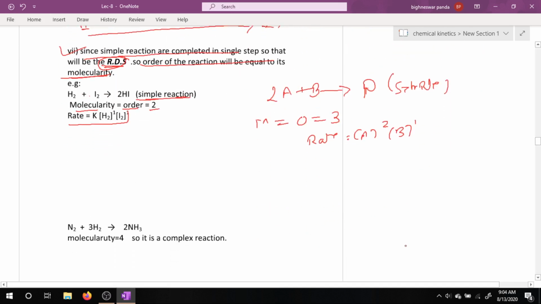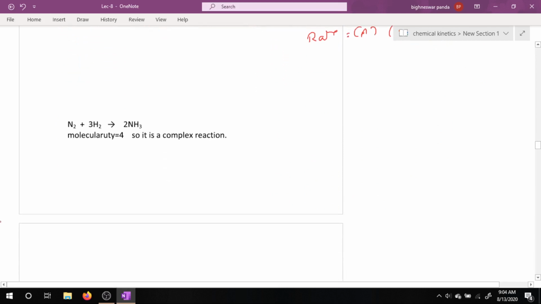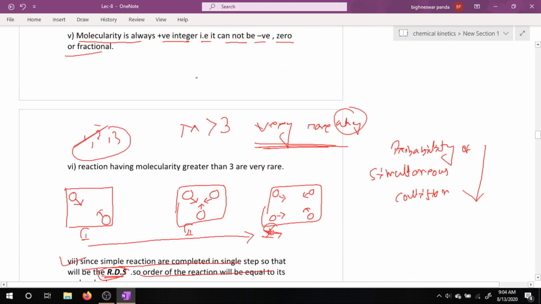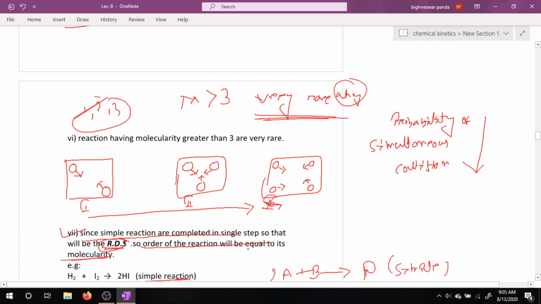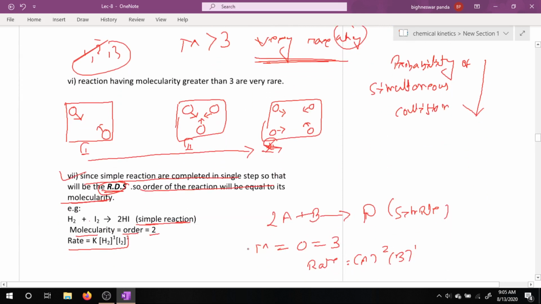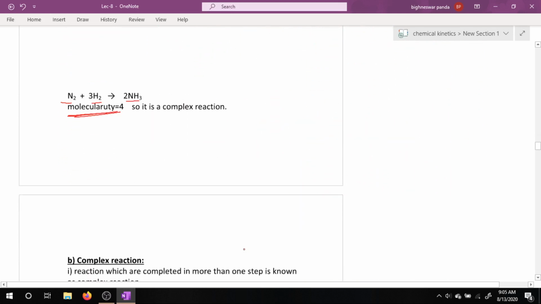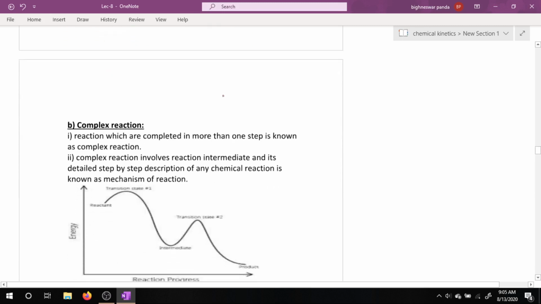But if you consider another equation, N2 plus 3H2 gives rise to 2NH3. Here molecularity is equal to 4. But we have seen that molecularity should not be greater than 3, and molecularity greater than 3 is very rare. So molecularity is equal to 4, which means it is definitely a complex reaction. So we are coming to the next part, that is complex reaction.